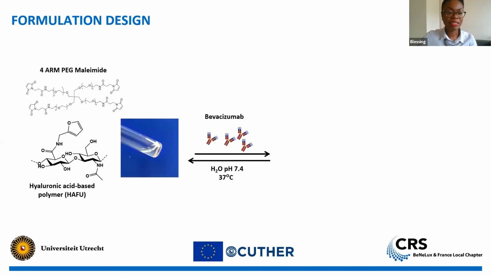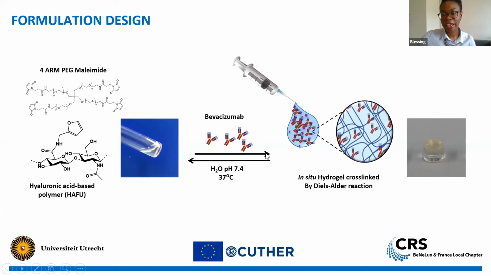So to look at the design of our system, we chose a polymer that is really present already in the eye, and that is hyaluronic acid. We did a simple chemistry by adding a furan group inside the hyaluronic acid, and then we cross-linked it with a cross-linker, PEG maleimide. Mixed with the protein itself, it is basically a liquid viscous solution that can easily fit inside the syringe and then can be injected inside the eye and form this network that will encapsulate the drug within its structure and basically form a transparent hydrogel.